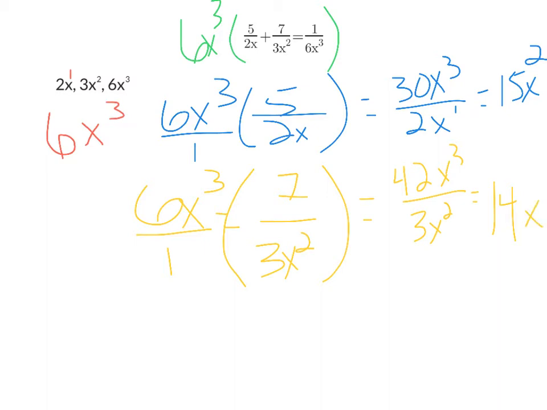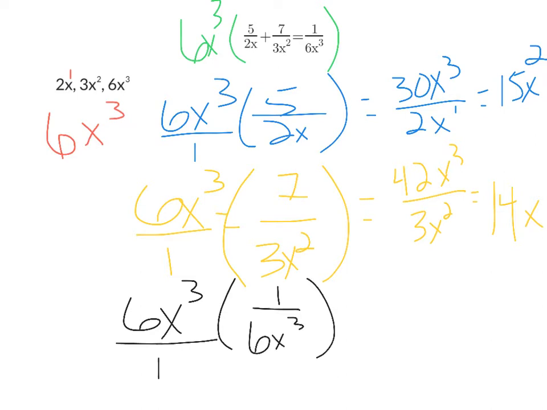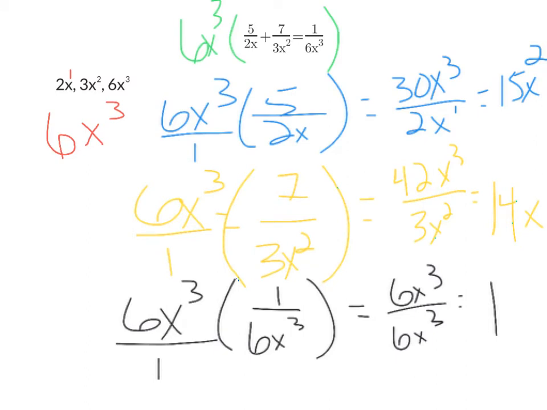Finally, I need to take my 6x to the third and distribute it to the 1 over 6x to the third. When I put 6x to the third over 1, I can now multiply my fractions, and my multiplication gives me 6x cubed over 6x cubed. Anything divided by itself is equal to 1.